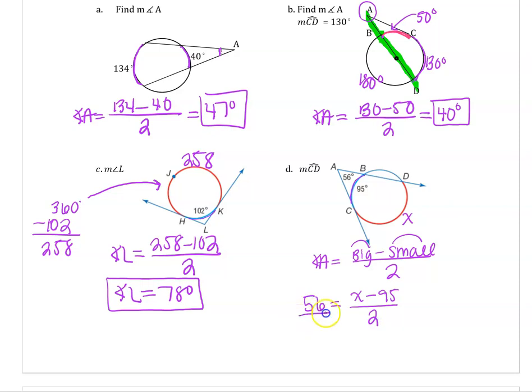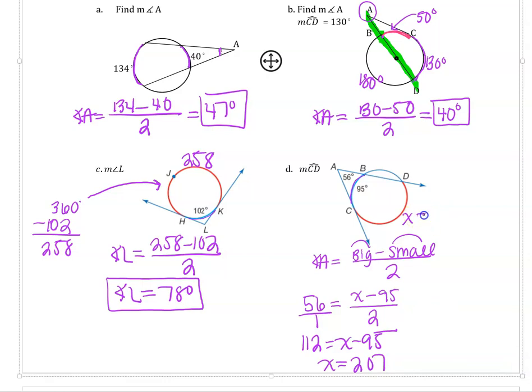At this point, you're back in Algebra 1, and you can just cross multiply to solve. So I can do 56 times 2 and give me 112. Add over the 95, and X would equal 207. So with that being said, that means that CD is 207 degrees.